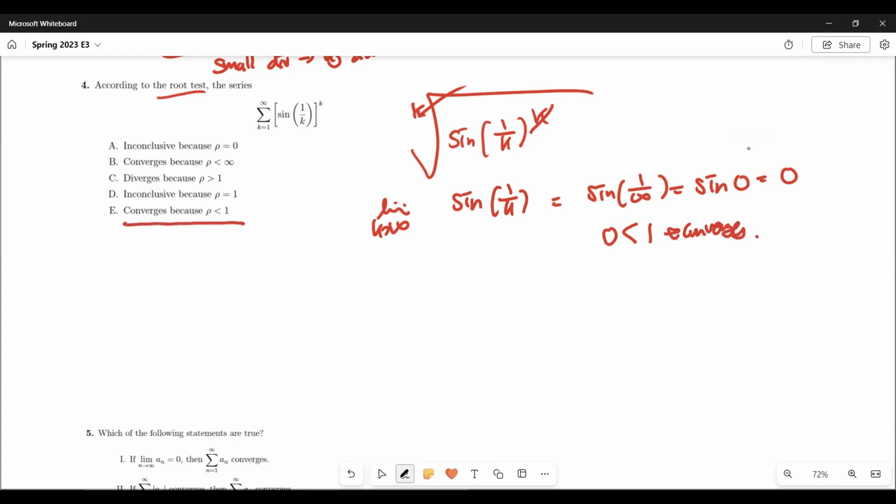So it converges, so we can get rid of C and D and A. So it's either going to be B or E, but we know that in the root test, the evaluating value has to be less than 1, right? So this is rho, actually, rho should be less than 1 because that's the evaluating condition. So it's just asking whether you remember your root test condition. So which is why the answer is E.